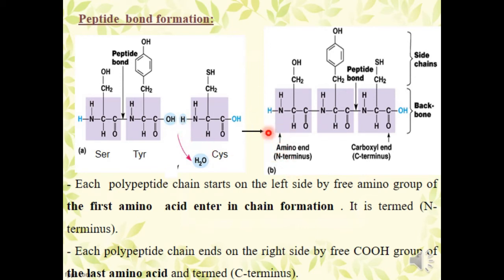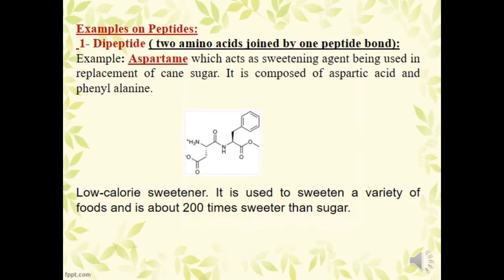The amino end we call the N-terminus. The carboxyl end we call the C-terminus. These will create the backbone of the peptide or protein, and this is where the side chains are.